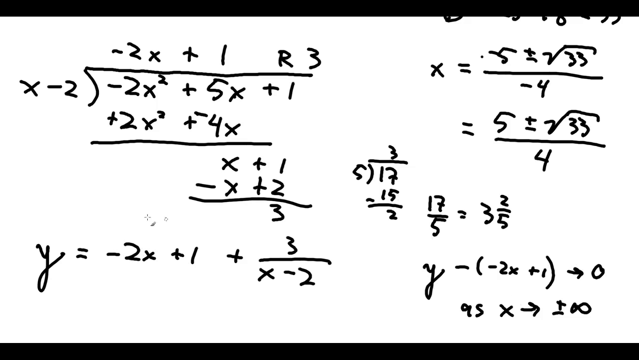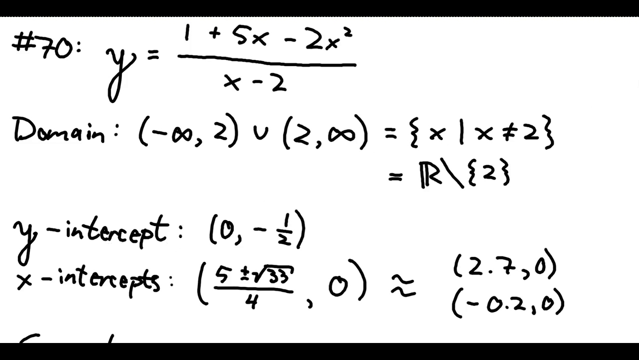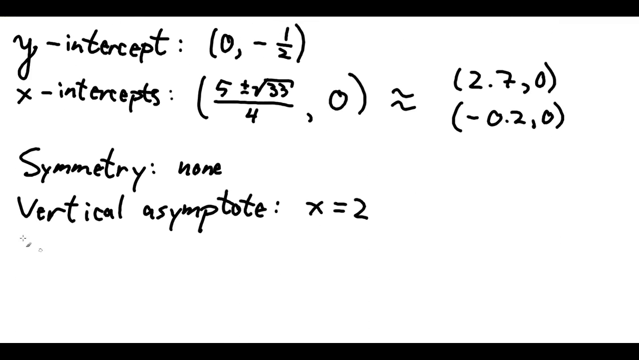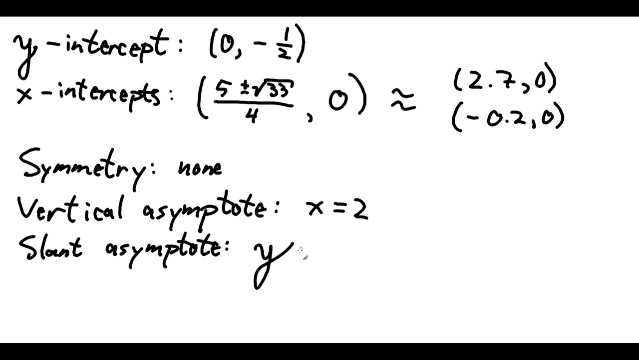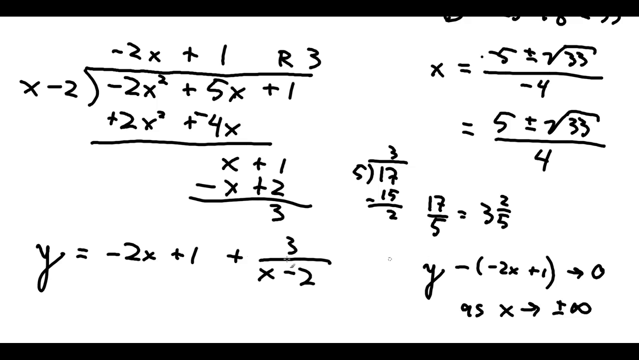So that tells us that this part here, the quotient, is our slant asymptote. Let's see where we are. Vertical asymptote is that. Slant asymptote is the line y equals negative 2x plus 1, was it? Yes, negative 2x plus 1.